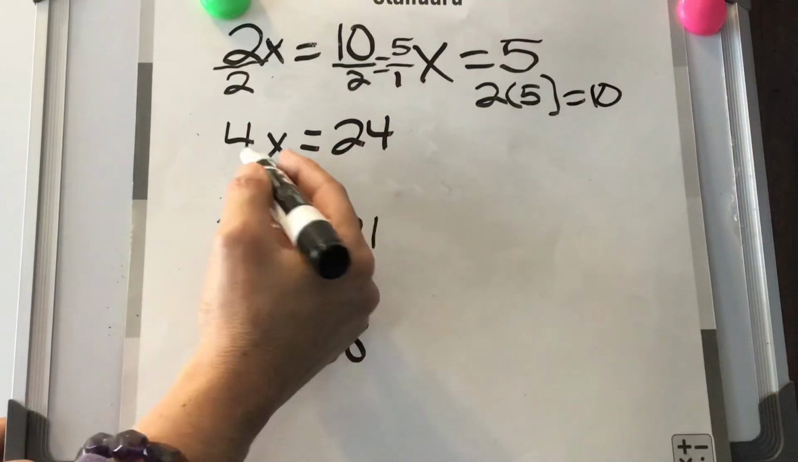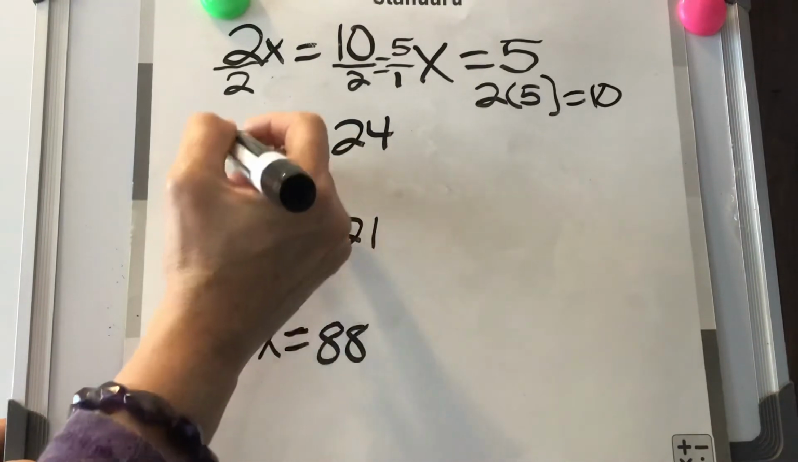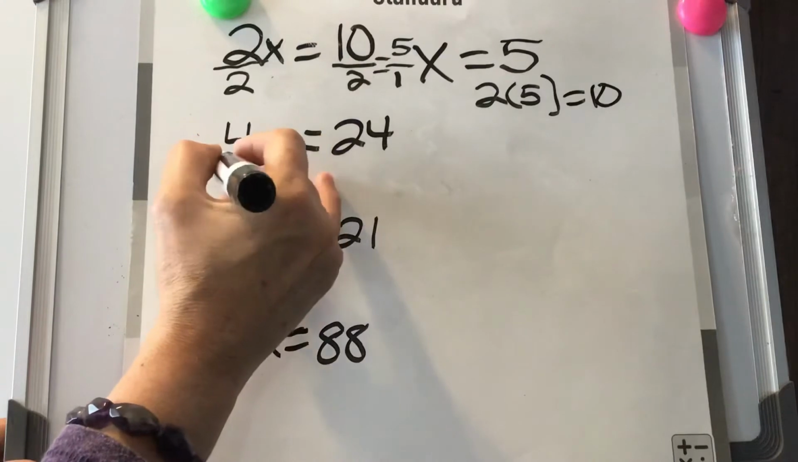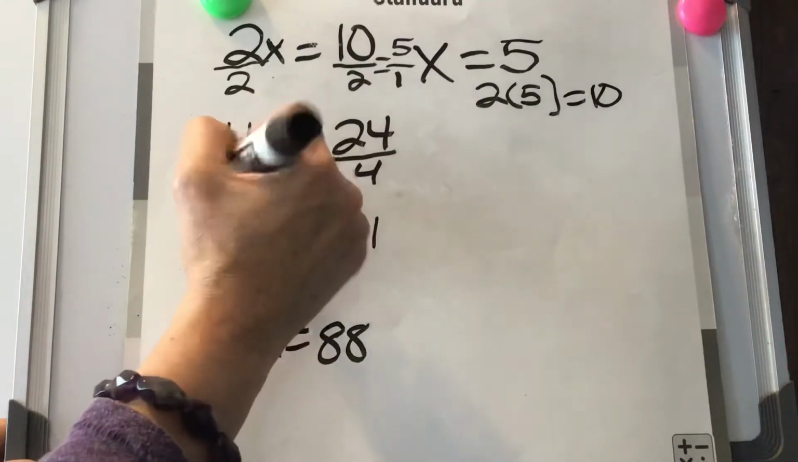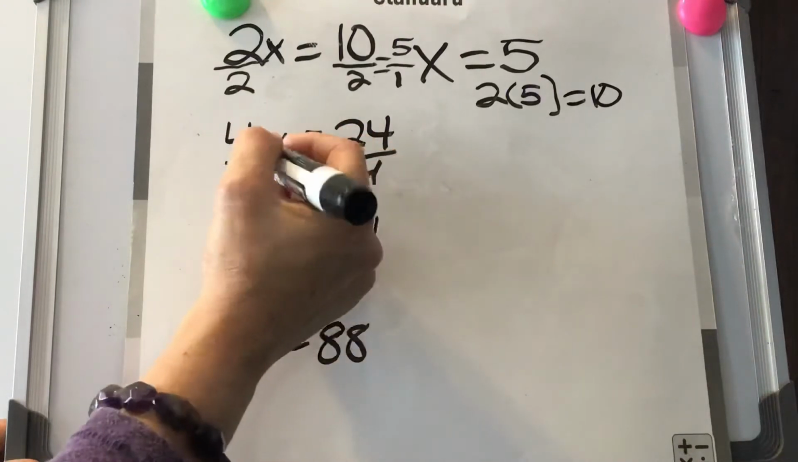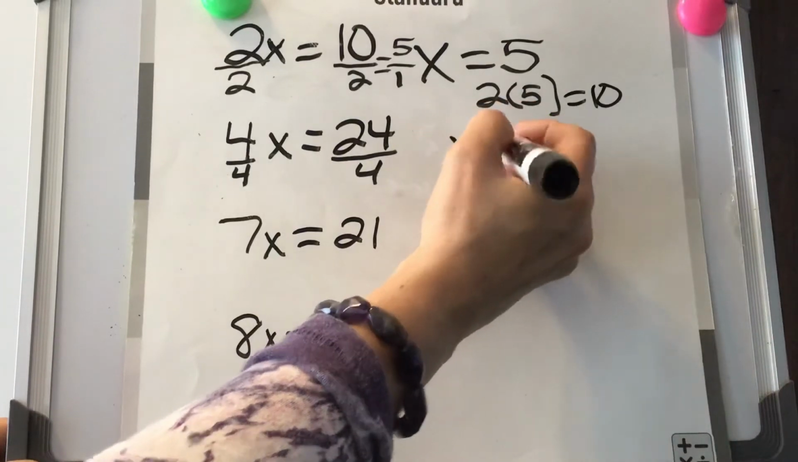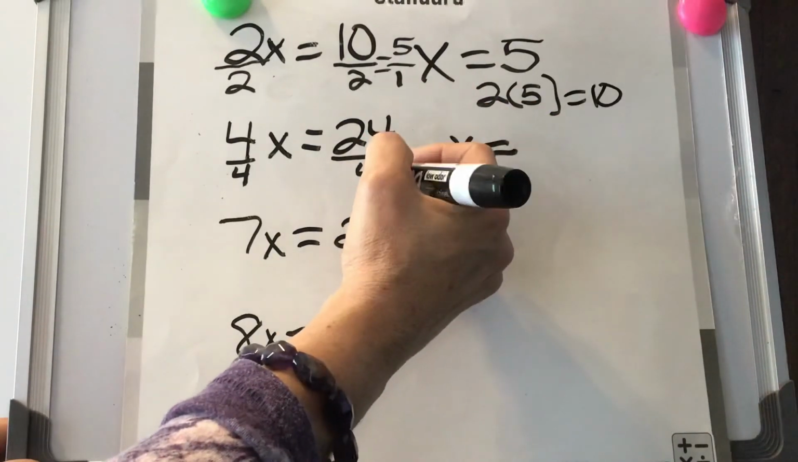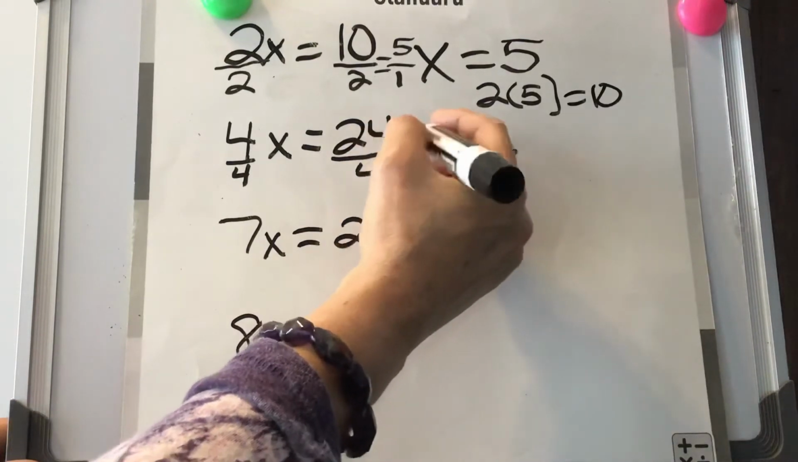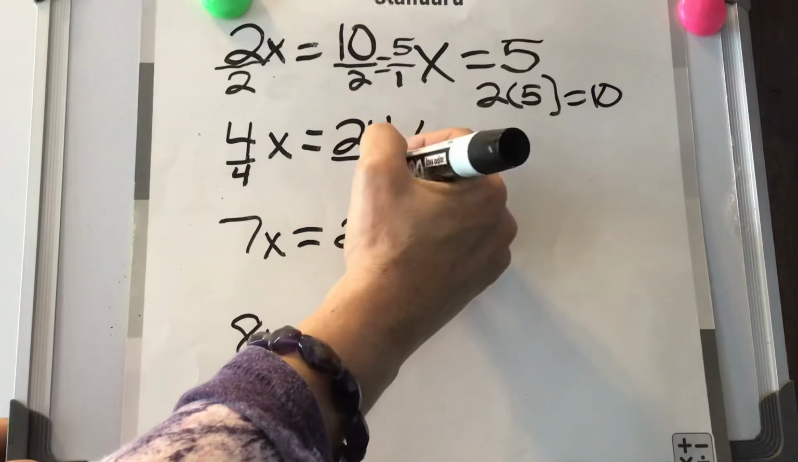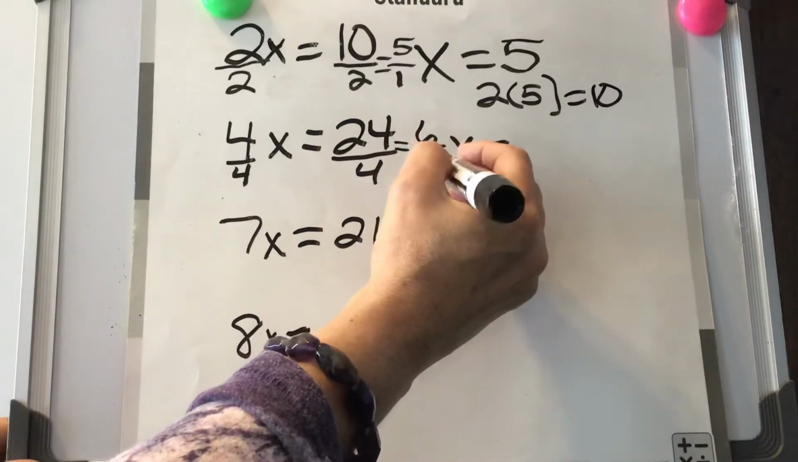Okay, so this next problem is 4 times a number equals 24. Because it's multiplication, I'm going to divide both sides by 4 because I want to get x by itself. So 4 over 4 equals 1, and 1 times x is x. So that will leave you x equals. And 24 over 4, 4 goes into both these numbers evenly. 4 goes into 24 6 times, and 4 goes into 4 1 time. And that would give you 6 over 1, which equals 6.